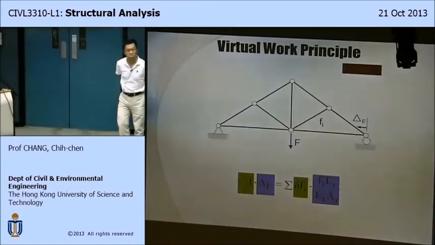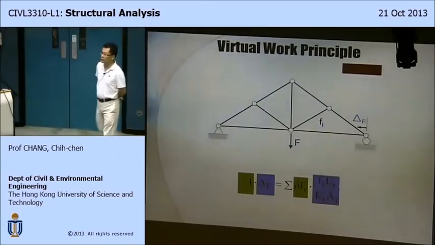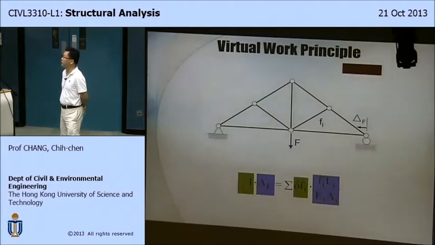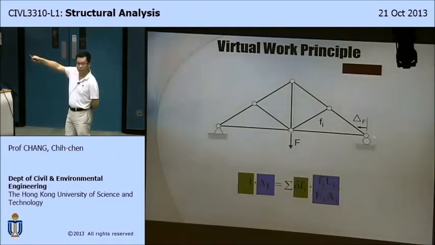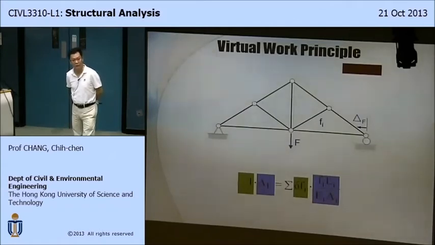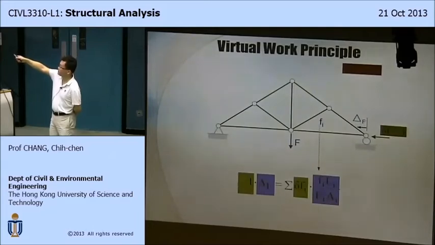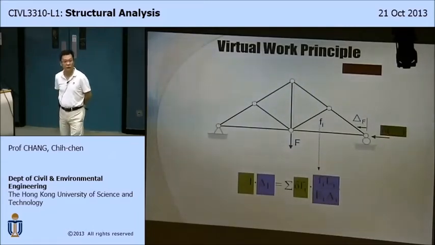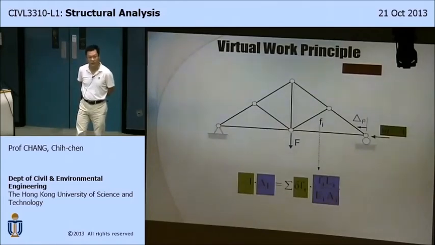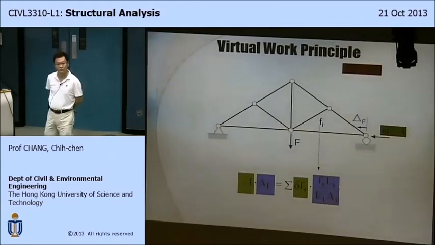How about the imaginary force or virtual force? Well, the virtual force pretty much depends on which deformation you're looking for. If you're looking for deformations there, then you need to put the virtual force there, because together, they create virtual work.